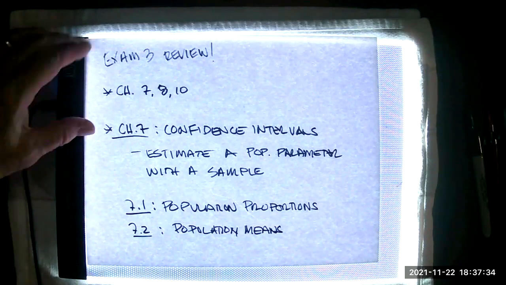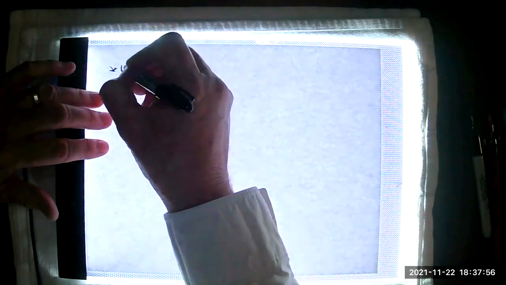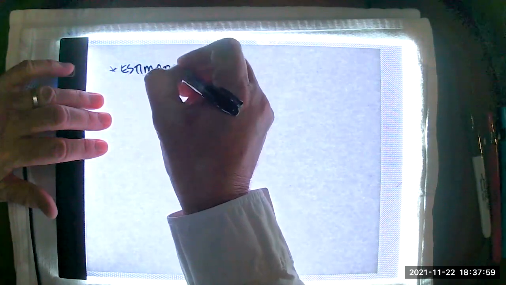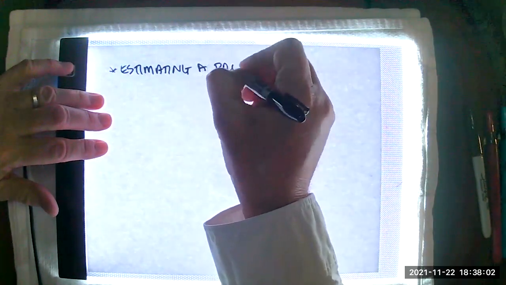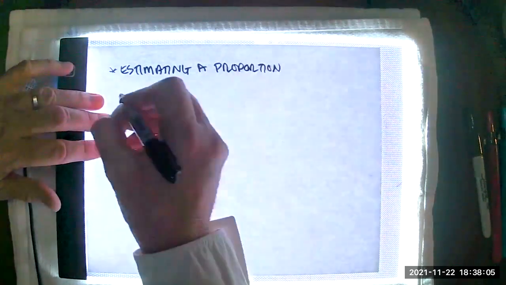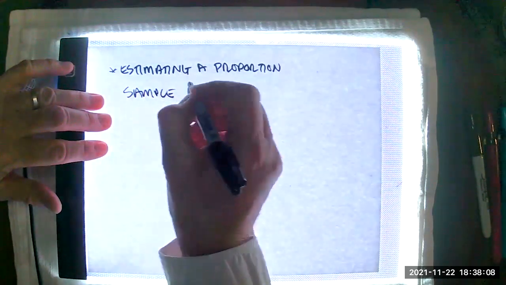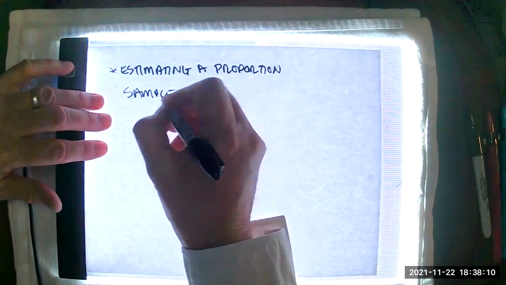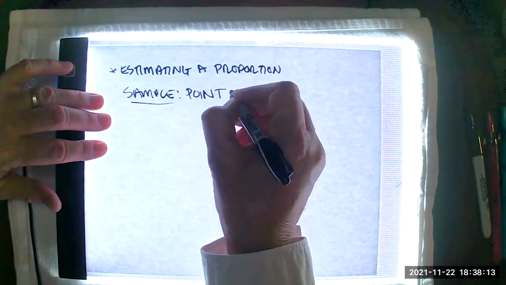So let me go ahead and begin with the 7.1 material. So there's a lot of detail in some of these sections, formulas and the like. I will remind people as I go through my review what tools we use, specifically what TI-84 tools we use. So estimating a proportion. We start with the sample, and that gives us the point estimate.